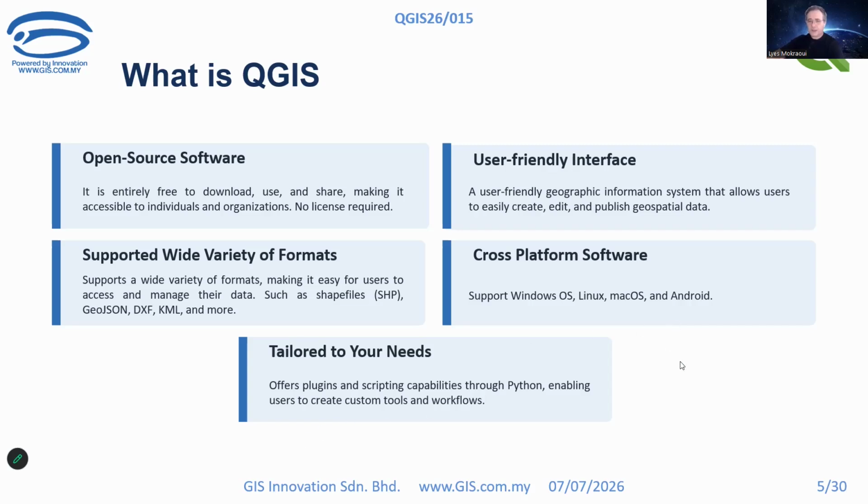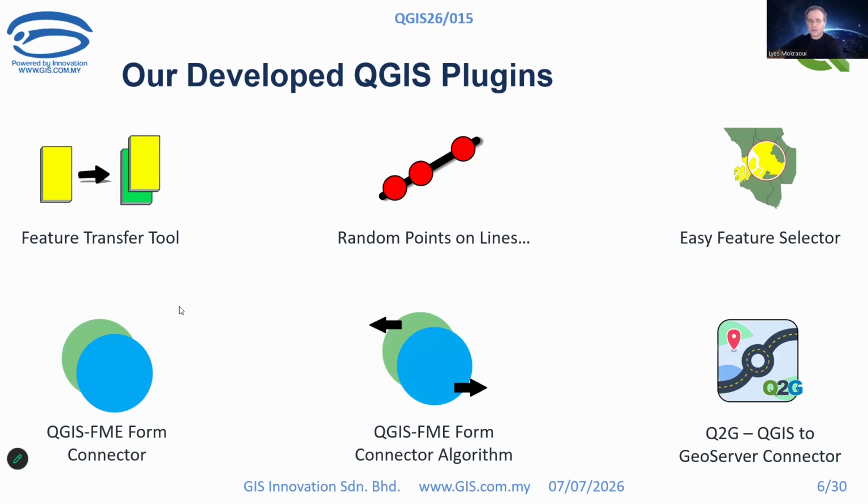Okay, let's move on. Talking about plugins, these are some of the plugins that we have developed. Some of them are very simple and scientific, such as Random Points to create points on a line, or others to select features, like Easy Feature Selector, or tools for transferring features from one layer to another.